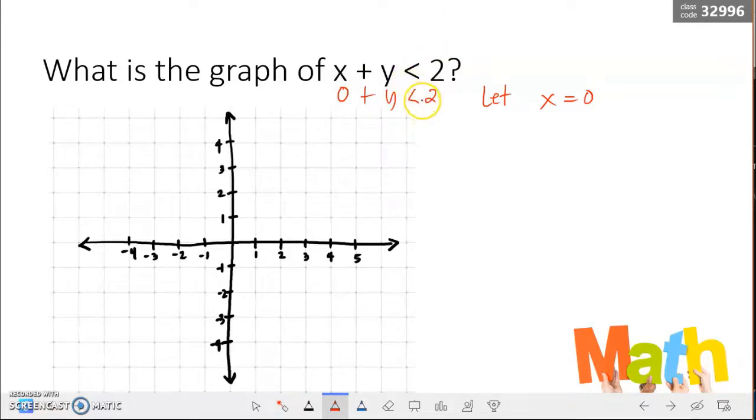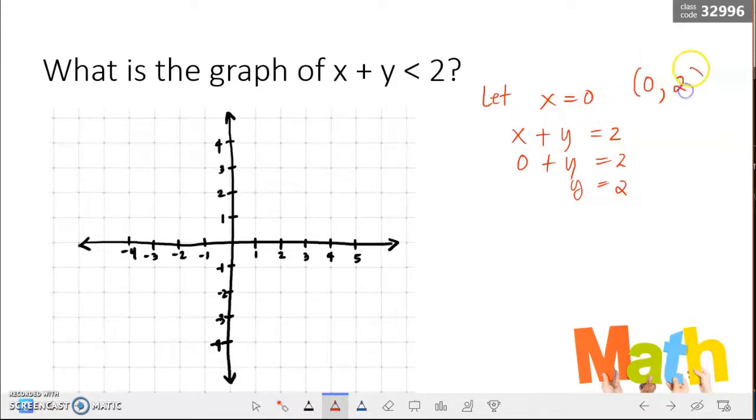Okay, ito ang ginagawa natin to get our ordered pairs. Papalitan natin ng equal sign yan. So, dito ko na ilalagay ha: x plus y is equal to 2. So, ito ay 0 plus y is 2. Y is equal to 2. So, we have our first ordered pair. When x is 0, y is 2.